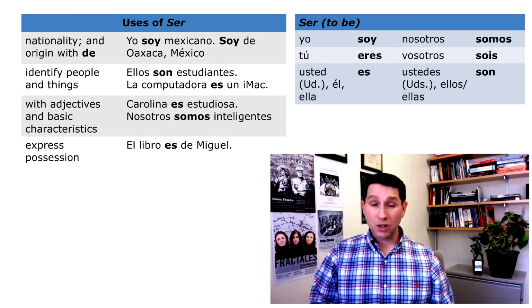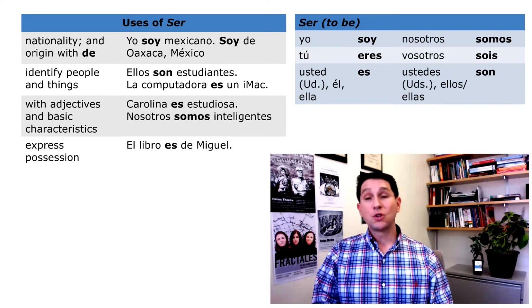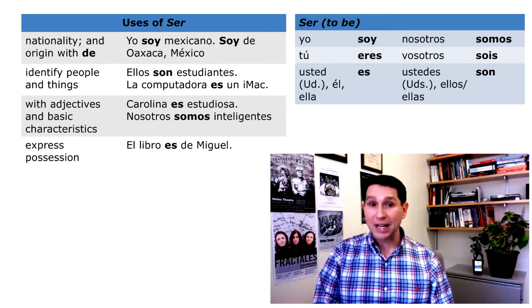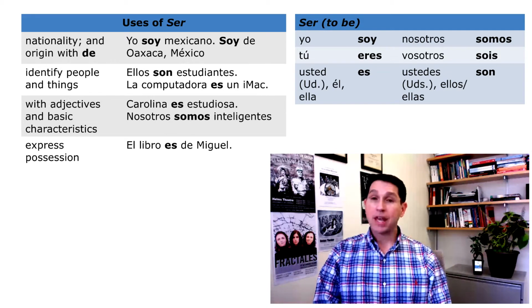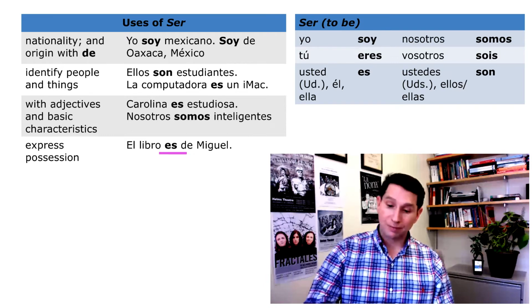We can use ser to express possession, as you'll see later in this module with de. El libro es de Miguel.